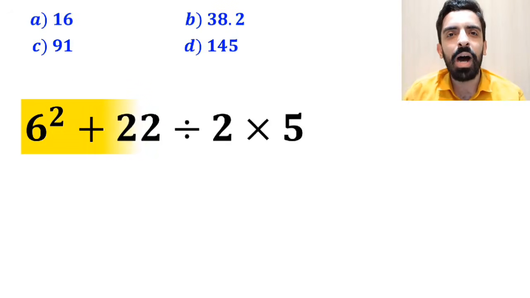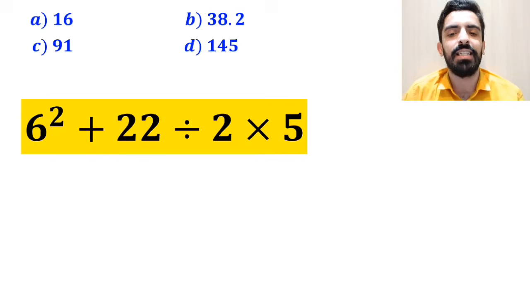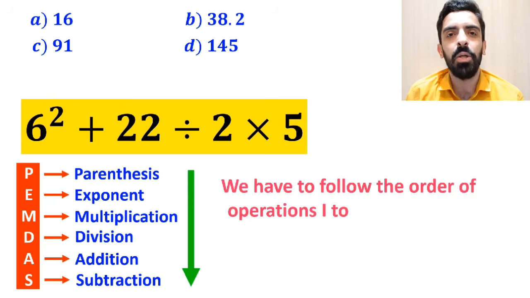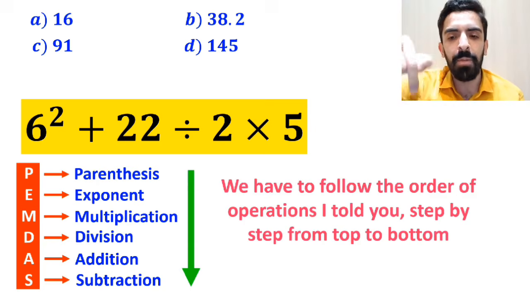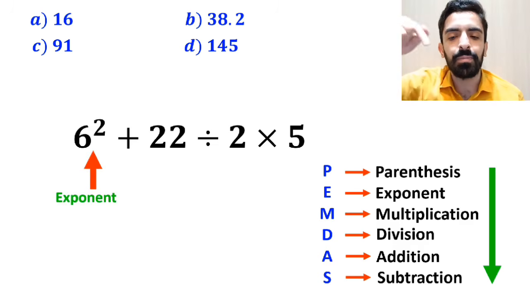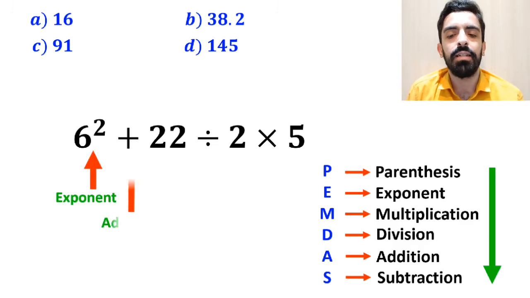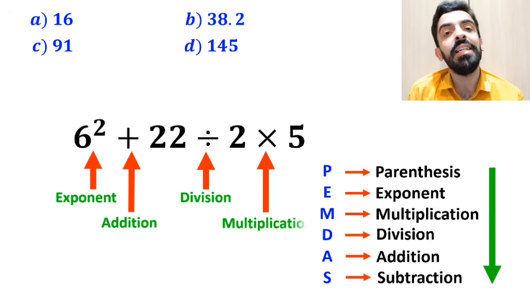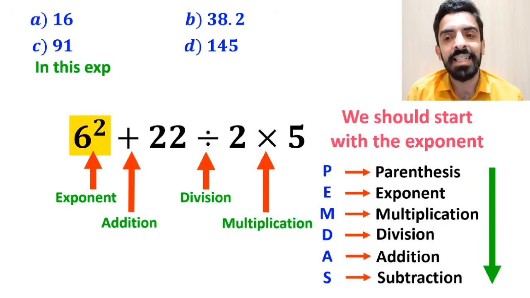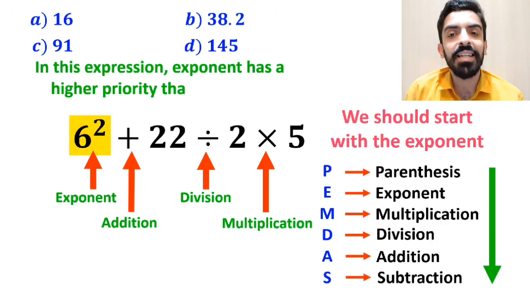Alright, now let me show you how to solve this expression correctly. To solve this question, we must follow the PEMDAS rule. We have to follow the order of operations I told you, step by step from top to bottom. Alright, as you can see in the image, in this expression, first we have an exponent, then an addition sign, followed by a division, and finally a multiplication. We should start with the exponent, because in this expression, exponent has a higher priority than the other operations.